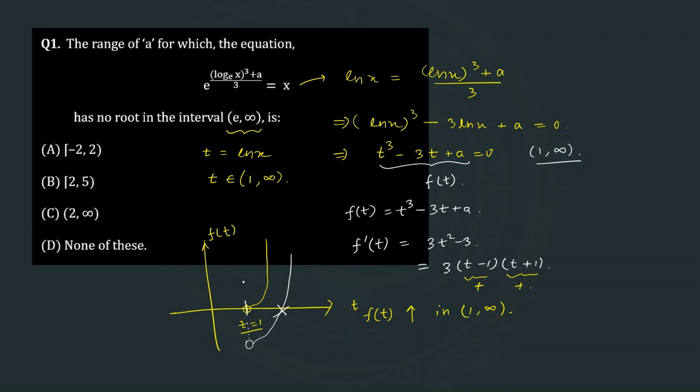So the value of f(t) at t equal to 1 must be greater than or equal to 0. So what is f(1)? f(1) is simply a minus 2. So a minus 2 should be greater than or equal to 0. So a should belong to [2, infinity), with a closed bracket at 2. So we can see none of the options matches with this, so option D will be the correct option. I hope you understood the concept behind this question.